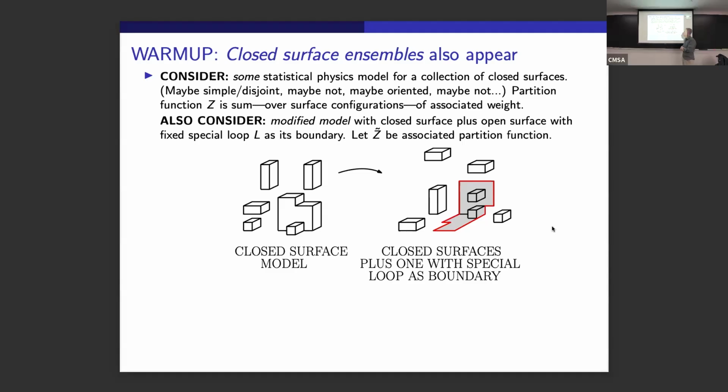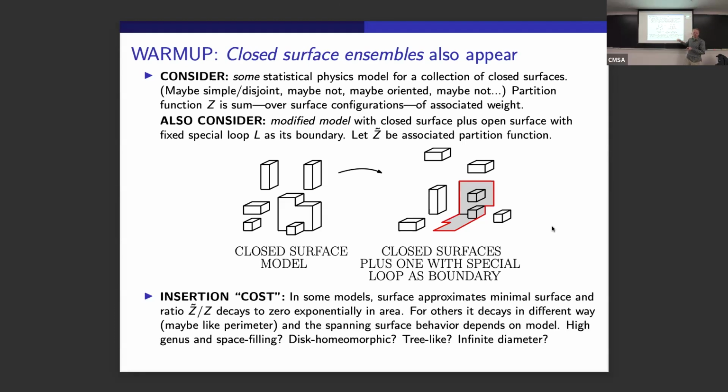And then you can ask, what happens if I put in a loop and I require that along that loop, instead of having an even number of plaquettes coming together and glued together, you have an odd number? Maybe just one, in this case. I have these things meeting up like this, and so there's going to be some surface that spans this as its boundary. Maybe it's a homogeneous surface, maybe it's simply connected, but you have some spanning surface. And you can ask similar questions, like, what is the insertion cost?